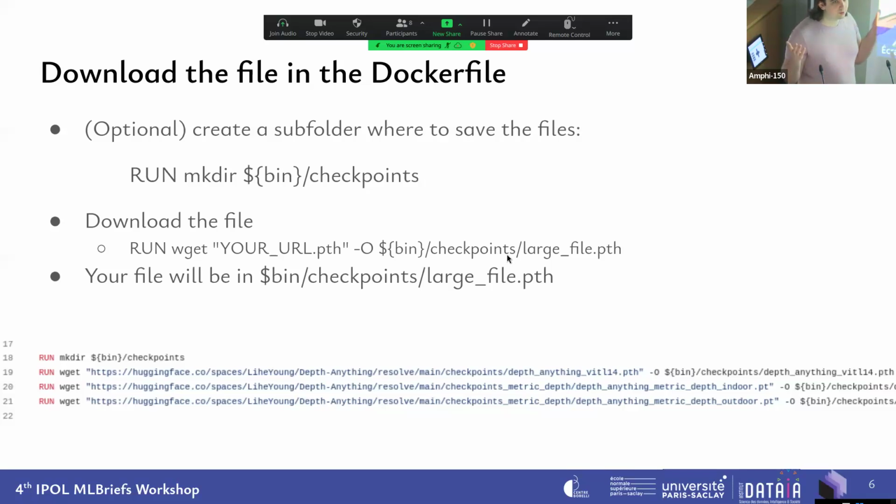If you want to put it at the root of the directory, you don't need to create a directory here, and you don't need the checkpoints here, just $bin/largefile.pth or any other format. So if you follow these lines, your file will be in $bin/checkpoints/largefile.pth, where your code is basically in $bin. So it's those 4 lines you should put in the Dockerfile. Well, actually, those are 3 because we download 3 models. If you only download 1 file, you just need one mkdir command and one to download it.